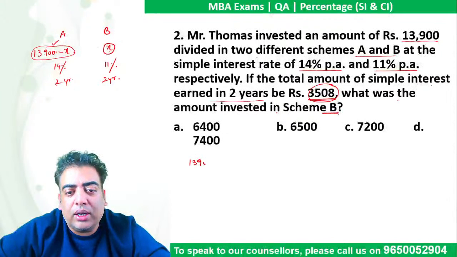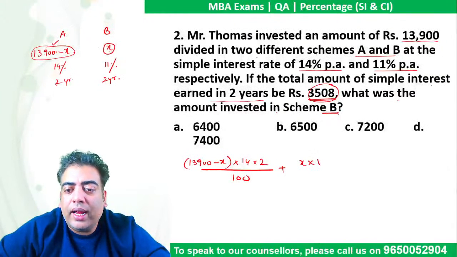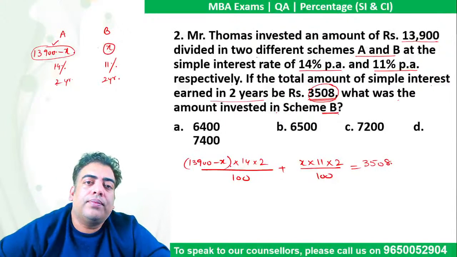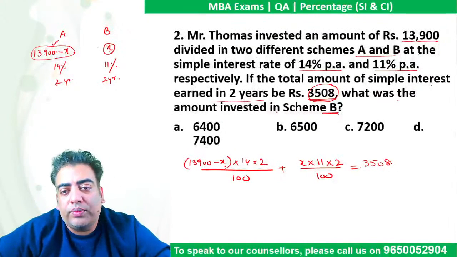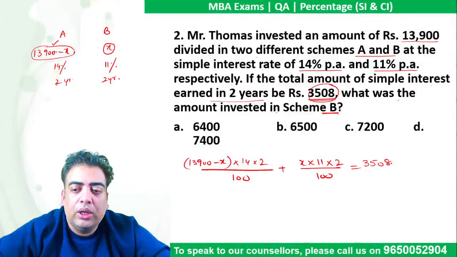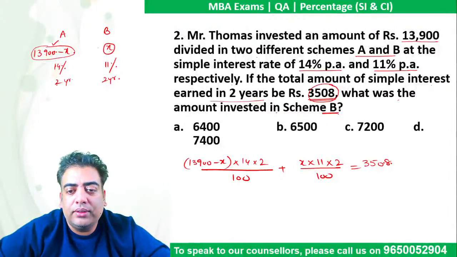which is 13,900 minus x into 14 into 2 upon 100, plus in the second case the interest will be x into 11 into 2 upon 100, and total interest earned is 3508. Right, so now we need to solve it for the value of x, that's it. So multiply both sides by 100.